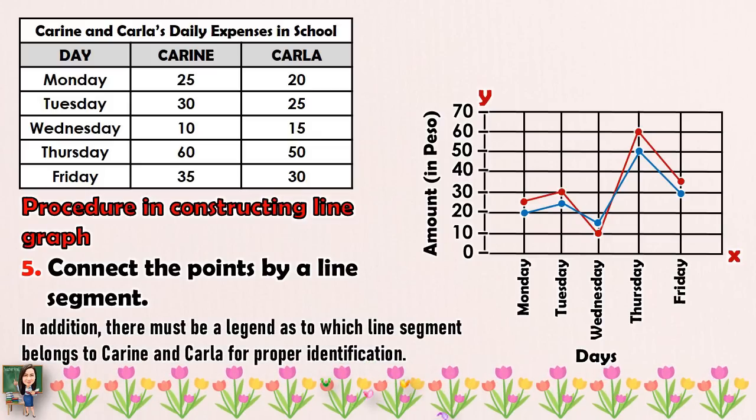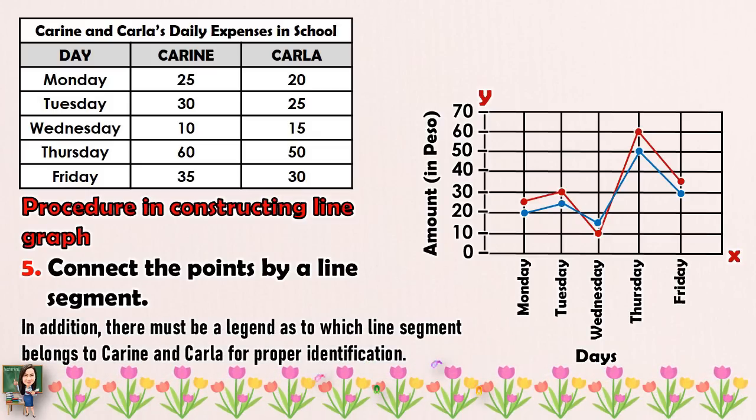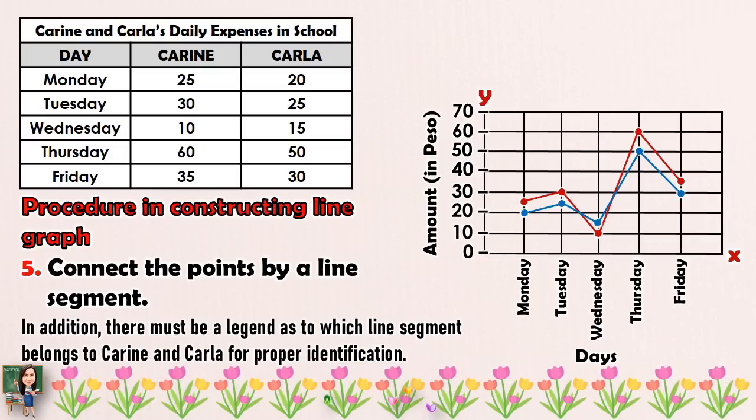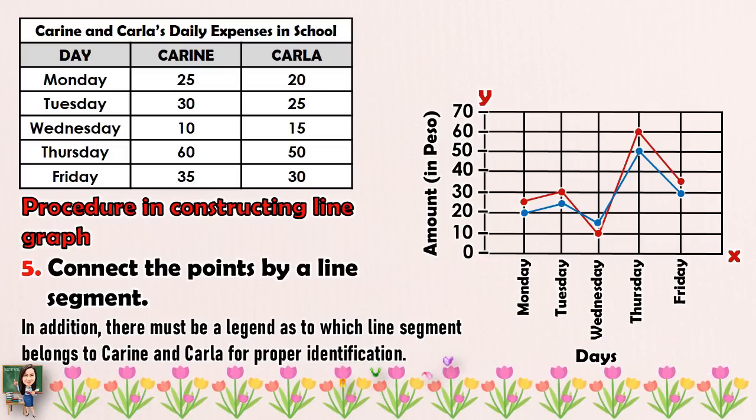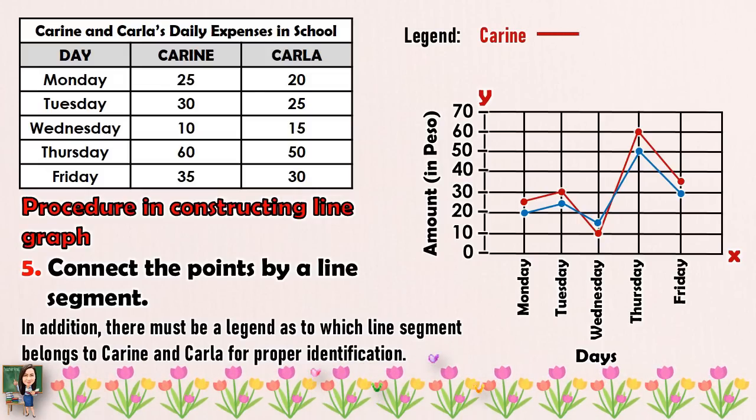In addition, there must be a legend as to which line segment belongs to Karin and Carla for proper identification. So here is the legend. For Karin, the line segment is red. And for Carla, the line segment is blue.